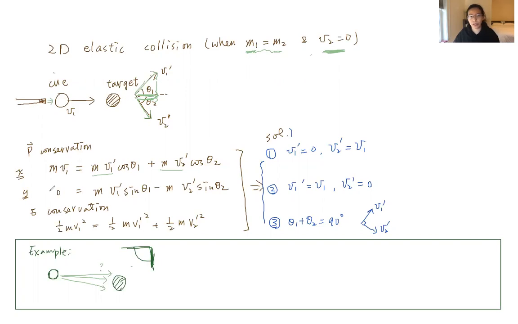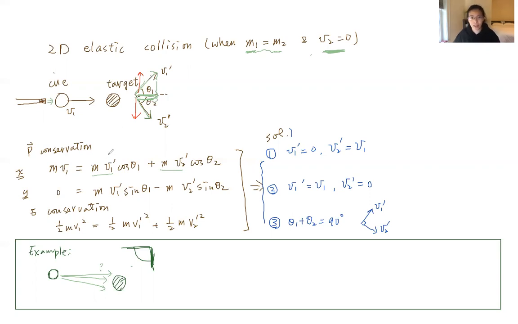Similarly, we can look into the y direction. Before the collision, nothing is moving in the y direction, so the momentum in the y direction is 0. But afterwards, the first ball has part of the momentum in the y direction, and so does the second ball. These would cancel out because the initial momentum in the y direction is 0. That's what we know from momentum conservation.